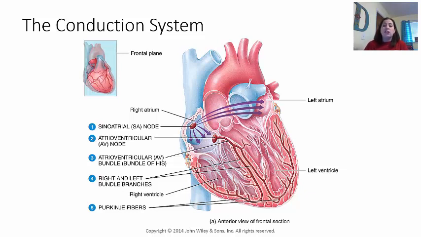Then the signal is going to travel down the atrioventricular or AV bundles, or the bundle of His, which you can see here. It's going to branch into a right and left side, and then finally into the Purkinje fibers, and we are going to see a contraction from the apex up, pushing the blood out of the ventricles into the pulmonary circulation or into the systemic circulation, depending on which side of the heart we're looking at.